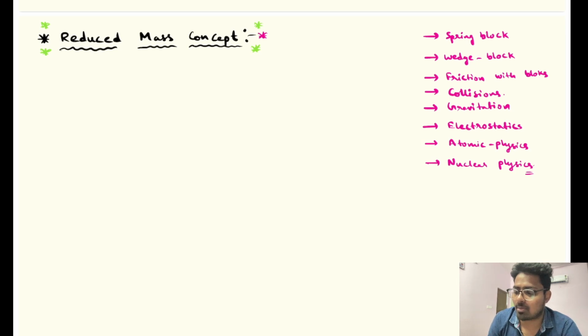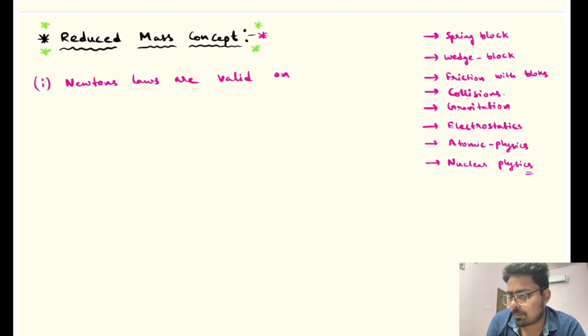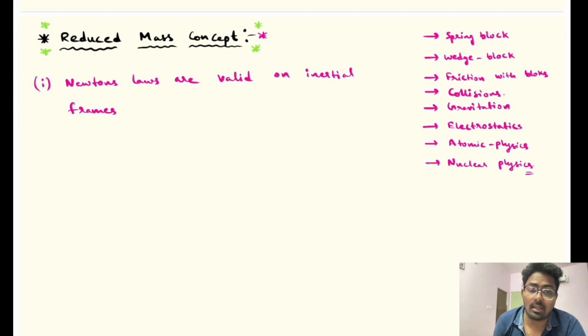So, the reduced mass system concept. We know Newton's laws are valid only on inertial frames, right? Only on inertial frames. So what will you do if a non-inertial frame is there? Then Newton's laws are not applicable, right?